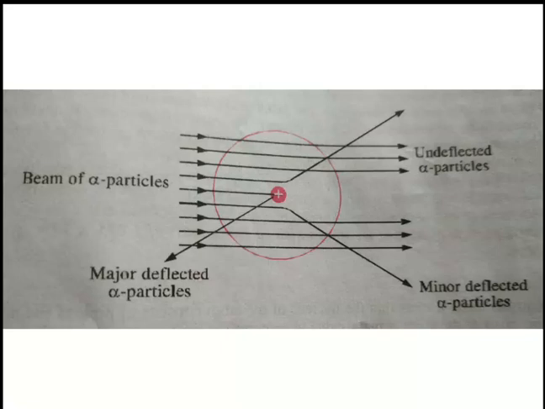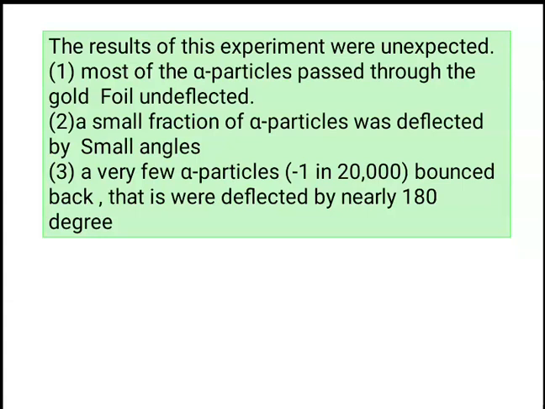Now, why did Rutherford select alpha particles? Because alpha particles carry 2 units of positive charge and 4 units of mass. Since he wanted to establish the nature and position of the nucleus which carries positive charge, these positively charged particles were selected. So these are the three main observations of Rutherford's scattering experiment.